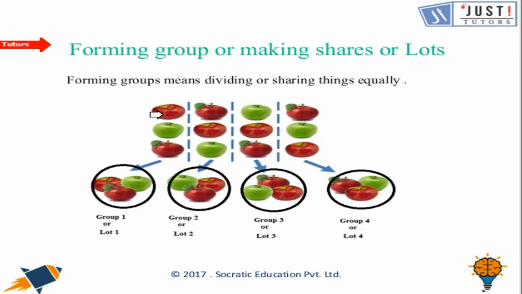Forming group or making shares or lots. So you can check out, it's a similar example. Forming group means dividing or sharing things equally. Those 12 apples have been shared in 4 groups, and each group has 3 apples.